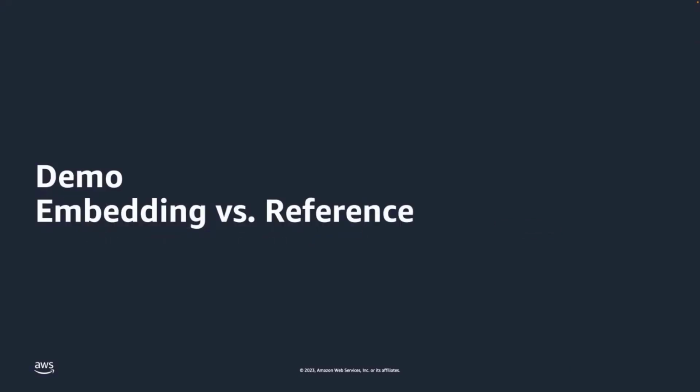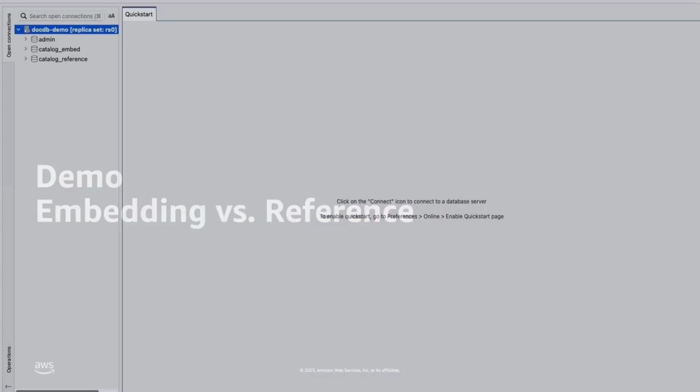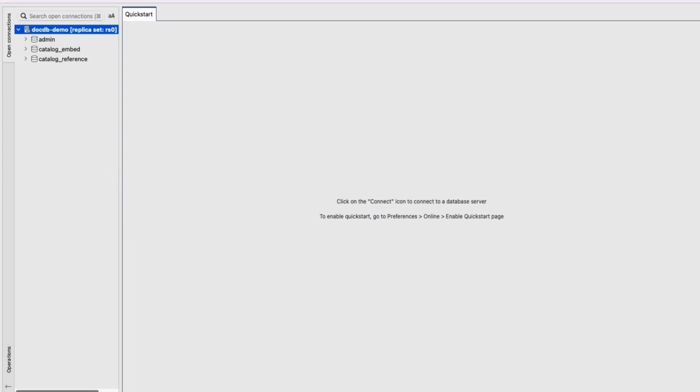Next, I have a demo showing the two models for an e-commerce use case. Let's watch this next. Let's see how the two models, embedded and reference, would look. I have a simple example for an e-commerce use case, and I'm modeling the product entity.